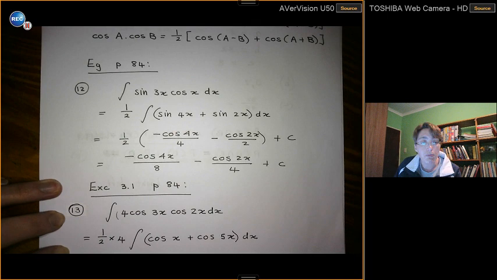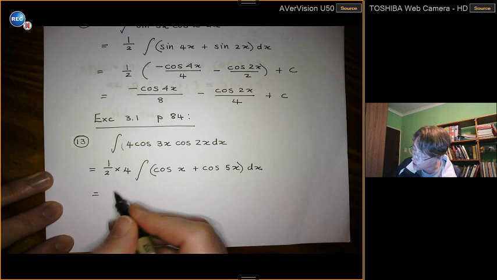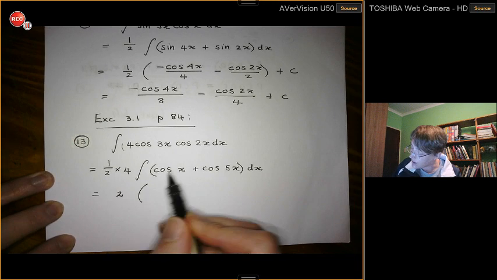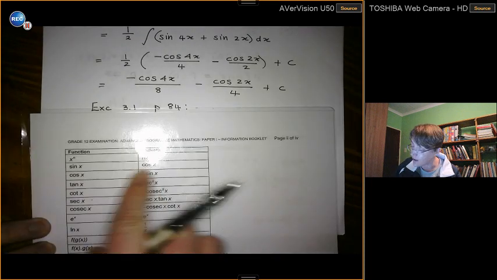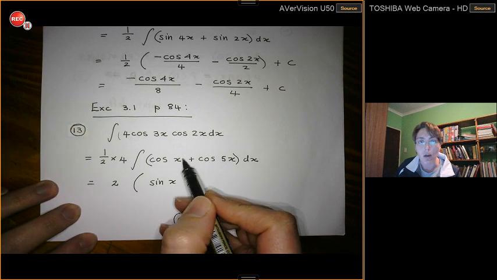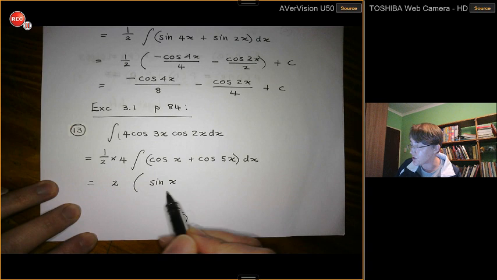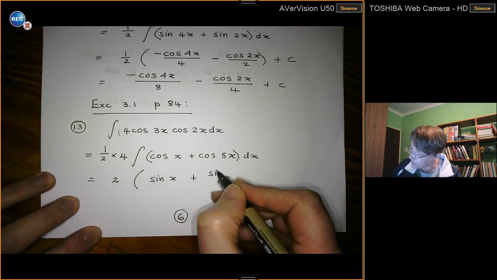Simple, easy, and straightforward. We can then go and say half times 4 is going to be 2. This is then going to be one of my standard integrals. If I look at my table of derivatives, the integral of cos x is sine x. So that's just going to be sine x. The derivative of the inside function is 1, so you can divide by 1, but it's really not necessary. And then this one is going to be plus sine of 5x over 5.